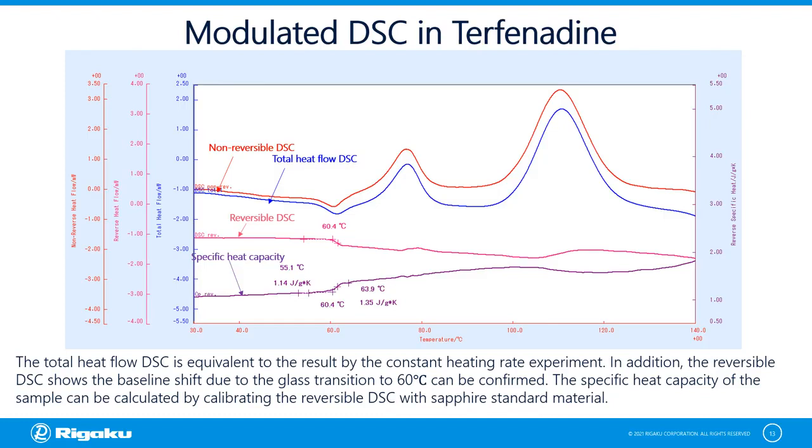In addition, in the non-reversing heat flow curve, which is the irreversible component, an endothermic peak is observed at 60 degrees centigrade, and exothermic peaks can be seen at 70 degrees centigrade and 110 degrees centigrade, which is similar to the conventional DSC result. Through these, even if the glass transition cannot be confirmed in the conventional DSC result, the specific heat capacity component can be extracted using the dynamic DSC, and eventually we are able to confirm the glass transition reaction and glass transition temperature.